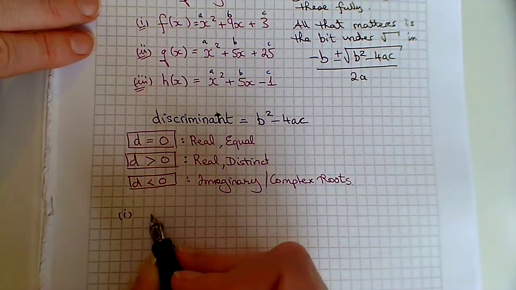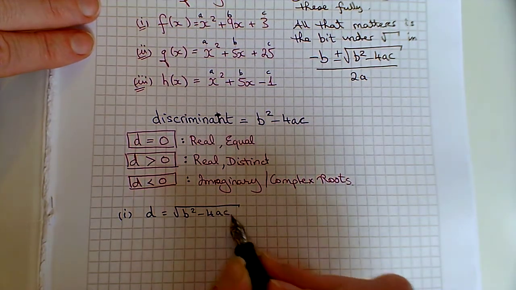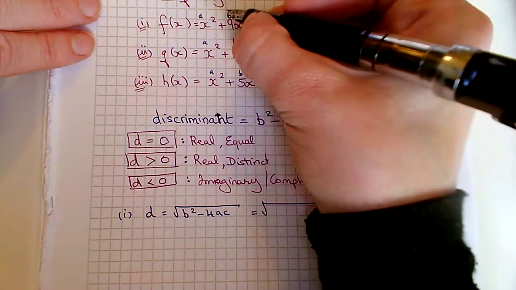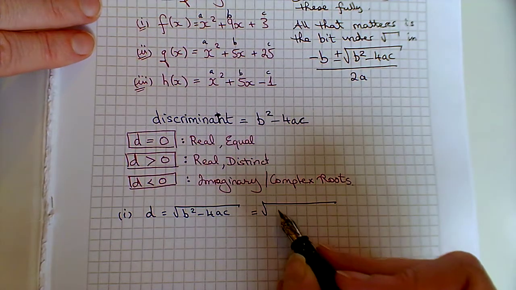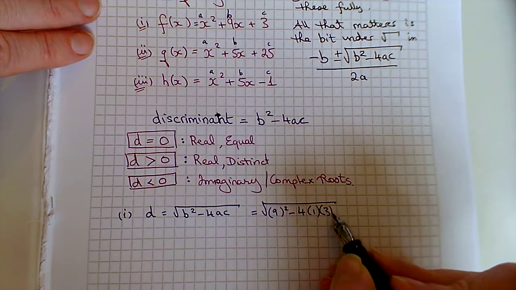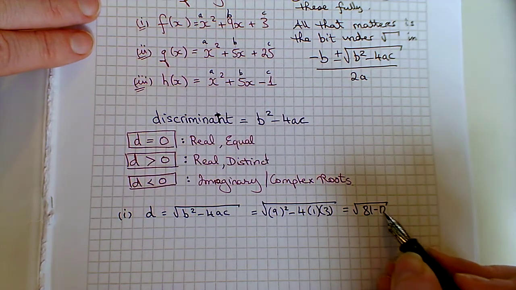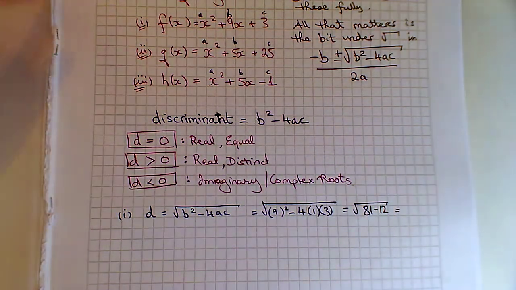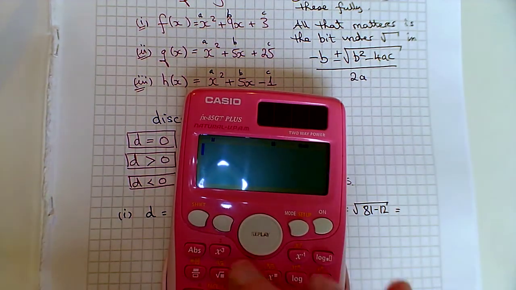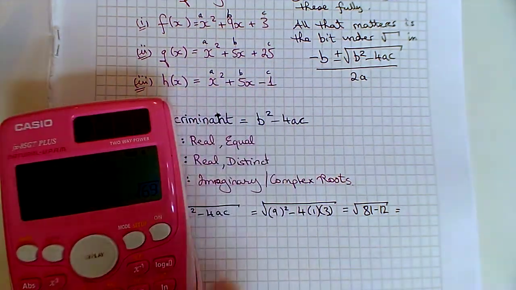So for part 1, my discriminant is going to be the square root of b squared minus 4ac. So that's going to be the square root of 9 squared minus 4 by 1 by 3. And that gives me the square root of 81 minus 12. Oh, I didn't pick a good one there actually. That's okay though. So the square root of 81 minus 12, and I get the square root of 69.